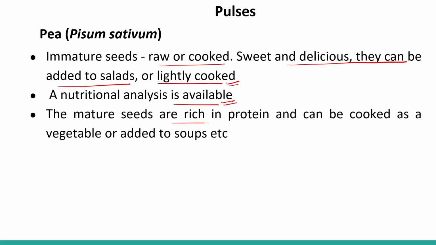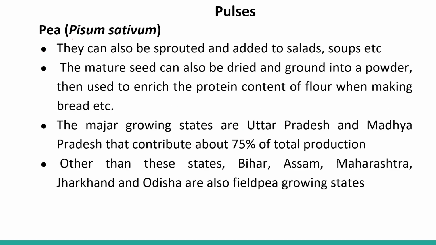The mature seeds are rich in protein, and can be cooked as a vegetable or added to soup, etc. So there are many dishes which require pea. They can also be sprouted and added to salad, soup, etc. The mature seed can also be dried and ground into a powder and then used to enrich the protein content of flour when making bread. So seeds are sometimes powdered and added to the flour through which the bread is made, just to enhance the protein content of the bread.